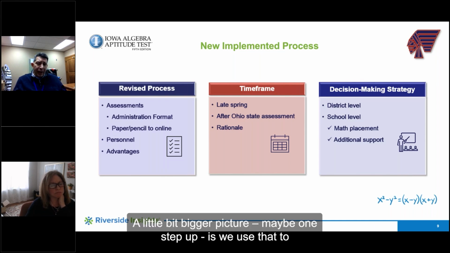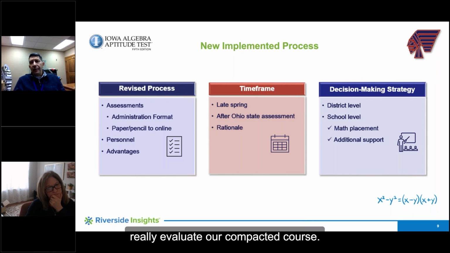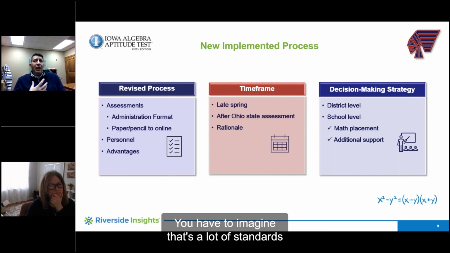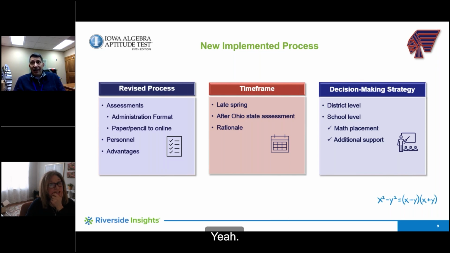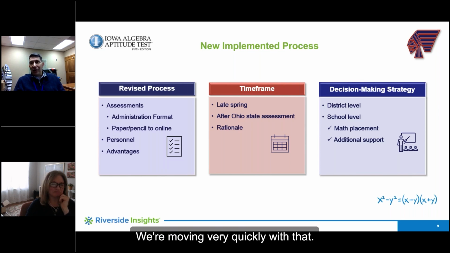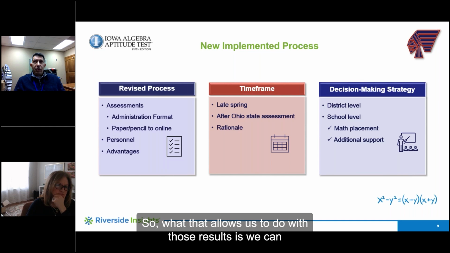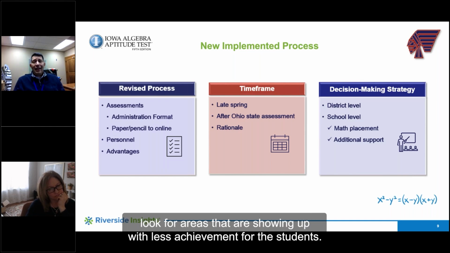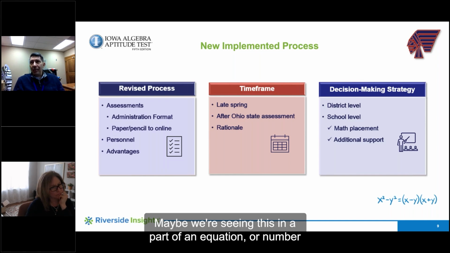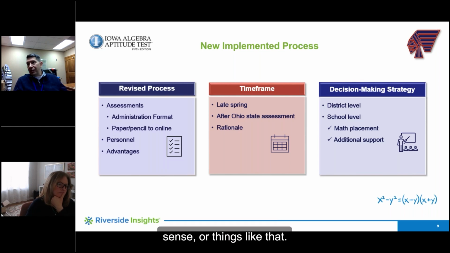A little bit bigger picture, maybe one step up, is we use that to really evaluate our compacted course. You have to imagine that's a lot of standards to fit into a year. We're moving very quickly with that. So what that allows us to do with those results is look for areas that are showing up with less achievement for the students. Maybe we're seeing this in a part of the equation or number sense or things like that.